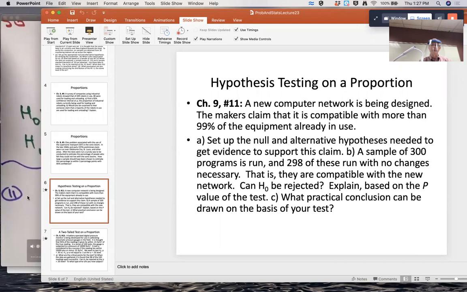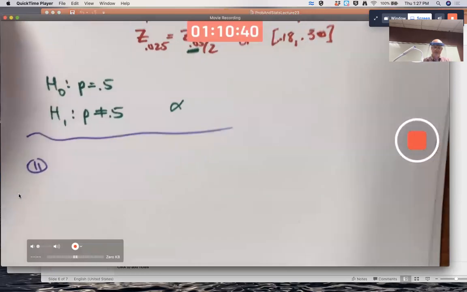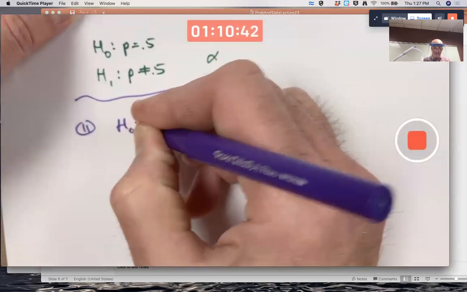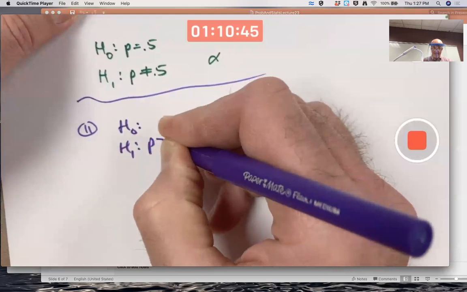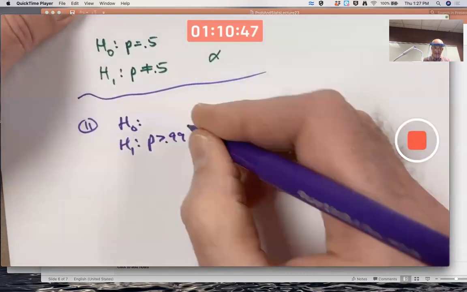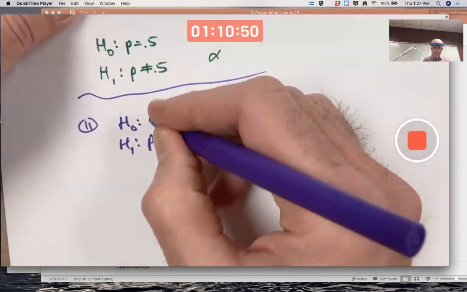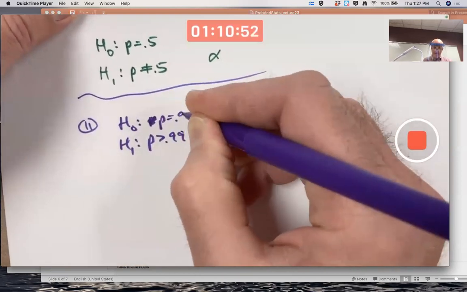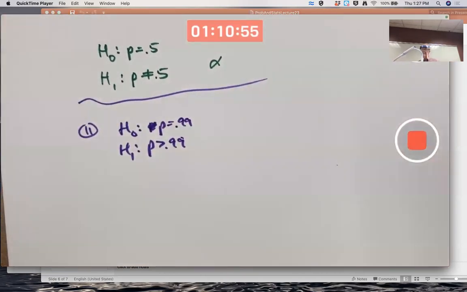We want to set up alternative hypotheses to support the claim that it's compatible with more than 99% of the equipment in use. So the alternative is that P is bigger than 0.99. And while that's a very large null value, 0.99 in this context, right? You can't get bigger than 1. So right away, I'm looking at this problem and I'm saying, is this even a valid kind of hypothesis test to do? Because the null value is so close to 1. Even if we can reject it, is it important to reject it?